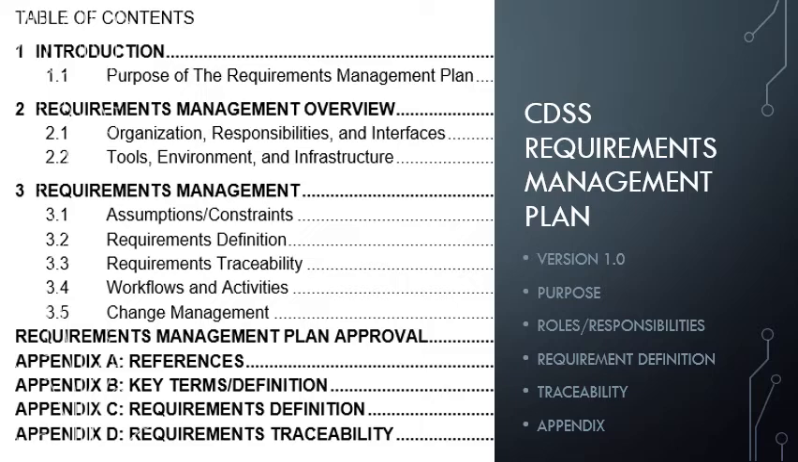Last but not least, I wanted to mention the appendix. That is where most of the additional information about the different factors in this document is located. That can include references to key terms and definitions, requirements definition, as well as the traceability definition.